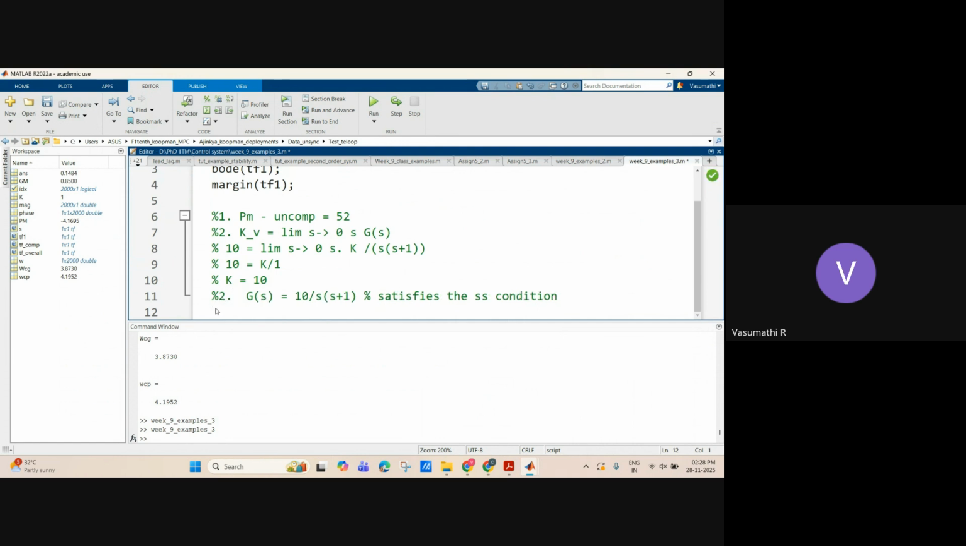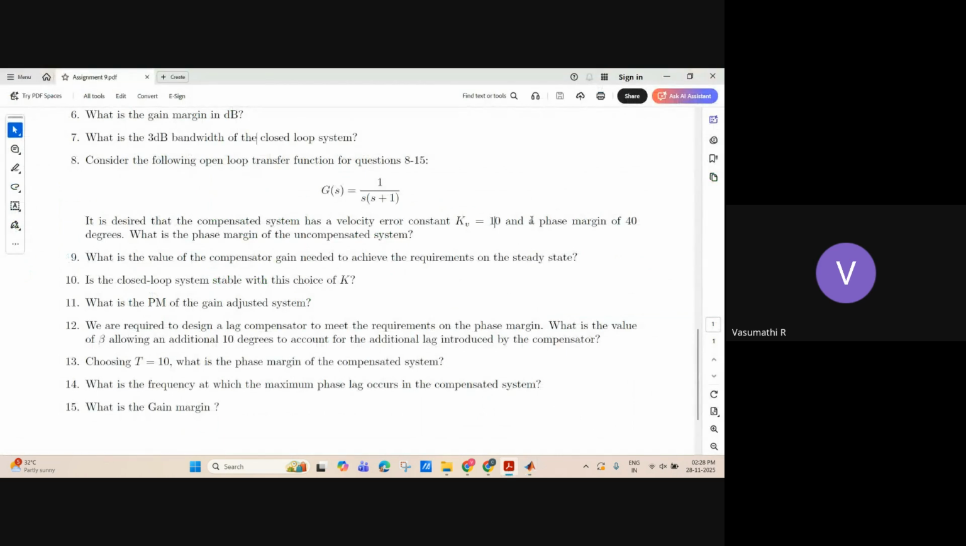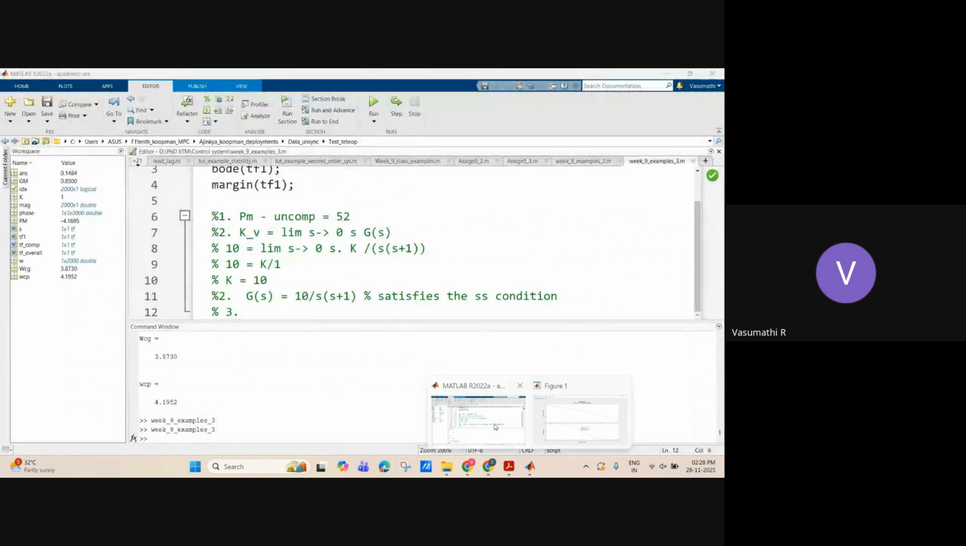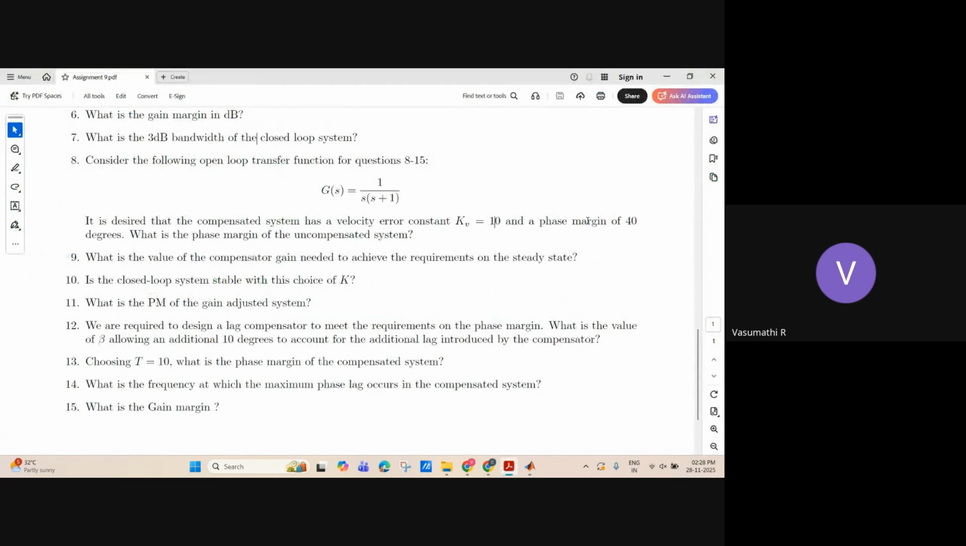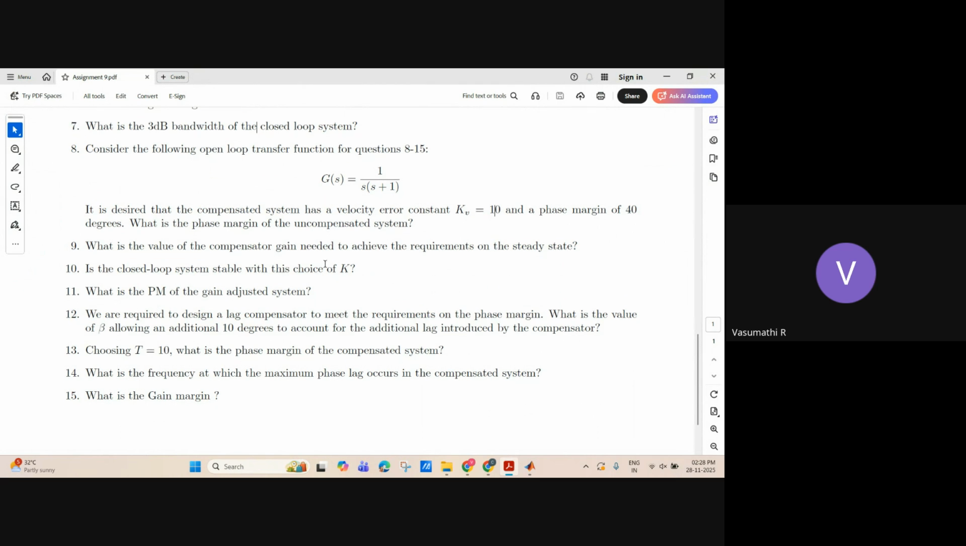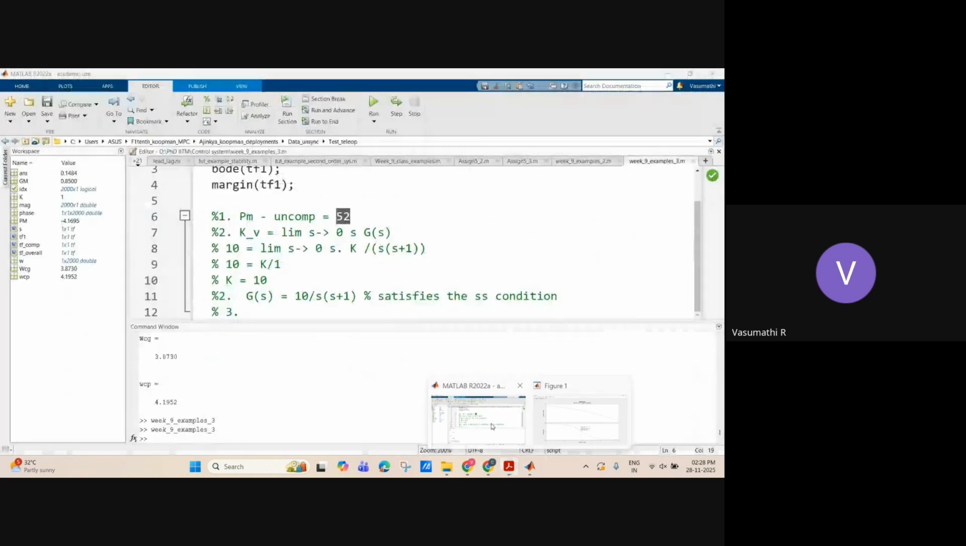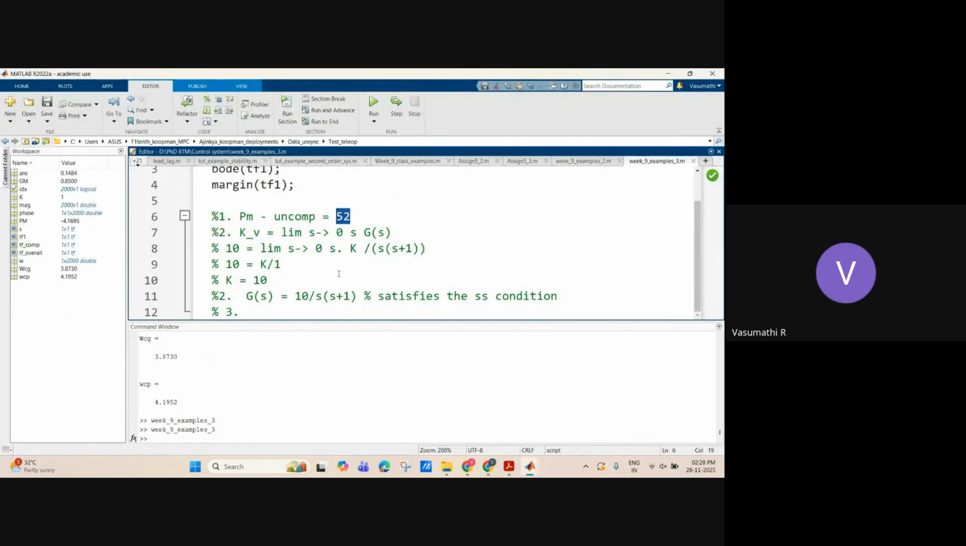Question 3. Next, we are going to see the transient conditions that satisfy this phase margin. We are going to design a compensator that satisfies the phase margin of 40 degrees. For now, the uncompensated system's phase margin is 52. We are trying to bring it down to 40. Then the next question is: is the closed loop system stable with this choice of K? From MATLAB, how can we find it?